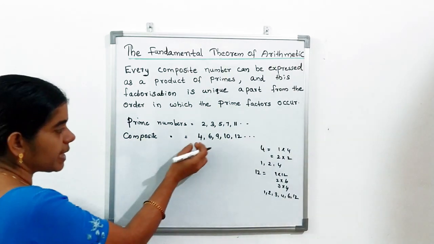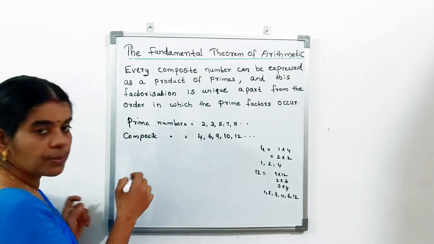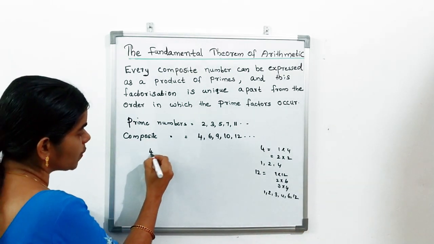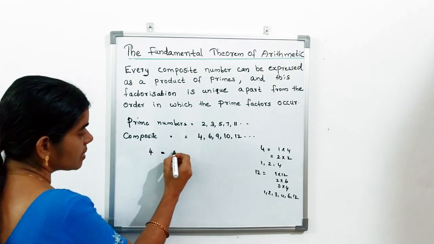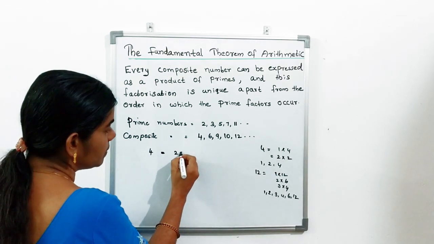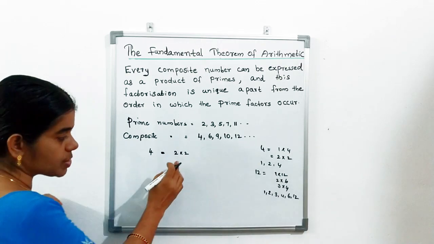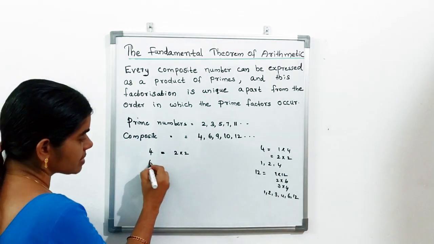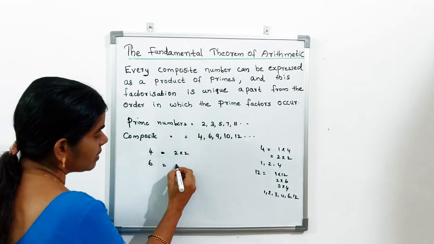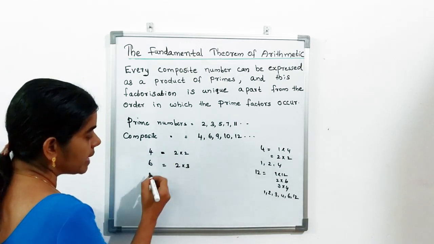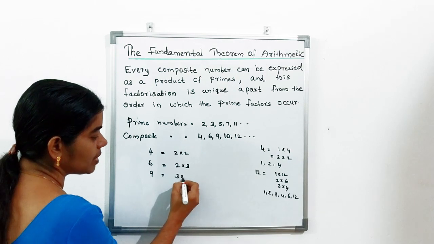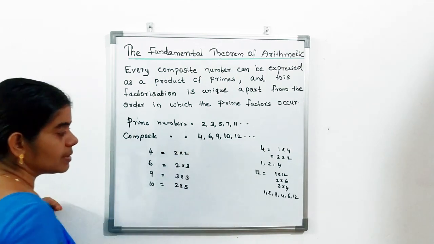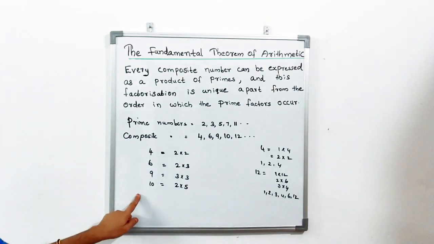Next, I am taking this 4. You already know that 4 is a composite number. How can we write this 4? We can write 4 as 2 into 2. This 2 is a prime number, this also is a prime number. Next, I am taking 6. 6 also we can write as 2 into 3. Then 9 we can take as 3 into 3. 10 we can take as 2 into 5. Therefore, all these are composite numbers.